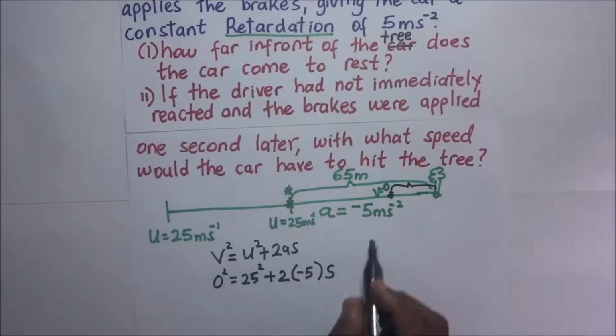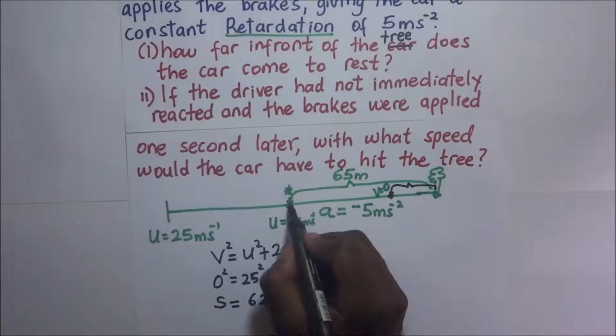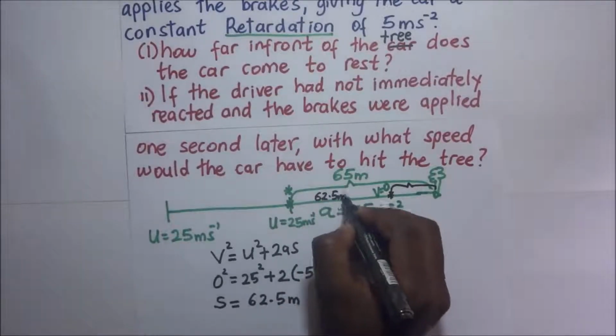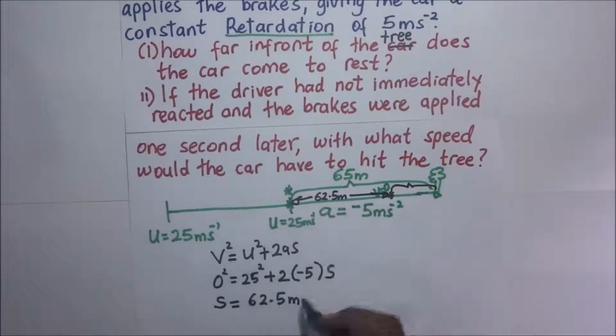Now, when we make s the subject of the formula, we're able to find the value of s as 62.5 meters. So the distance covered from here to there is 62.5 meters, the distance he covers until he comes to rest.